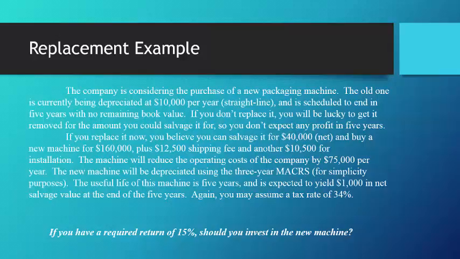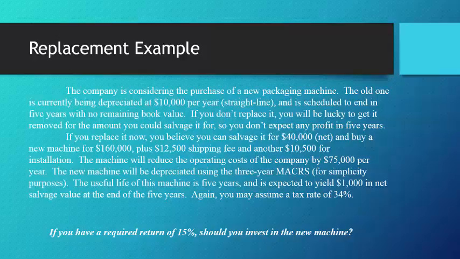If you replace it now, you believe you can salvage it for $40,000 net of tearing it out and having it removed, and buy a new machine for $160,000 plus $12,500 shipping fee and another $10,500 for installation. The machine will reduce the operating cost of the company by $75,000 per year.